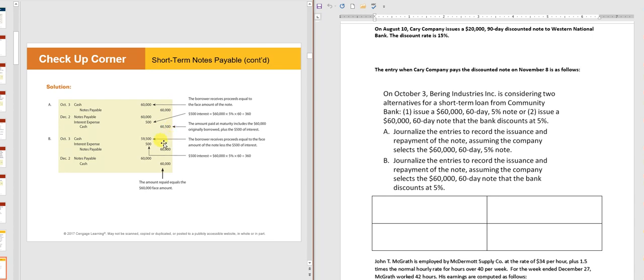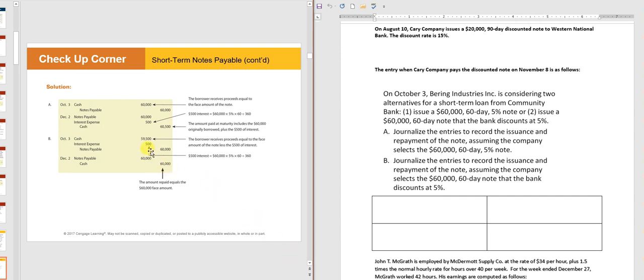The next one, the discounted note, I put it over here, however you want to do it. Notes payable is still 60,000. Notice it's 60,000 in both cases. However, they take the interest out of the proceeds, so I only get 59,500 in cash. I debit interest expense for 500. When I pay it back, it's $60,000.